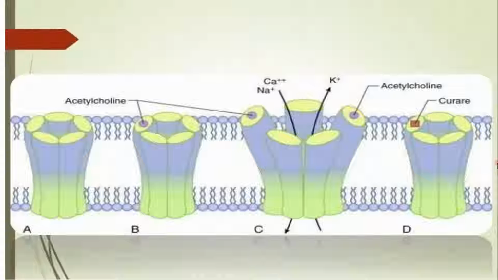What is the drug you can use in myasthenia gravis? You can use an anticholinesterase, that is neostigmine. So what will this anticholinesterase do? This will inactivate the acetylcholinesterase. So the acetylcholine will not be broken down into choline and acetate by the acetylcholinesterase now, and it will remain longer in the synaptic cleft, and this will act now on the remaining receptors that are present.